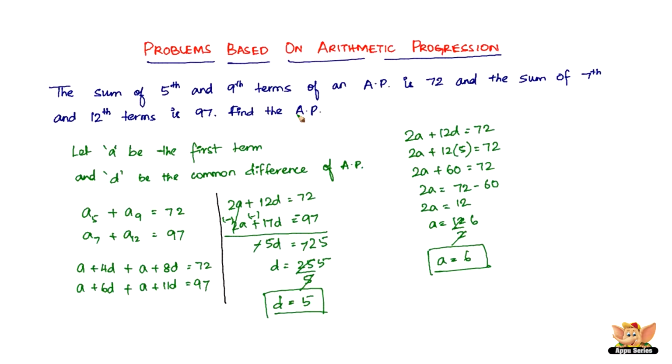So the AP is 6. 6 plus 5 is 11. 11 plus 5 is 16. 16 plus 5 is 21. 21 plus 5 is 26. 26 plus 5 is 31, and so on. So this is the required AP.